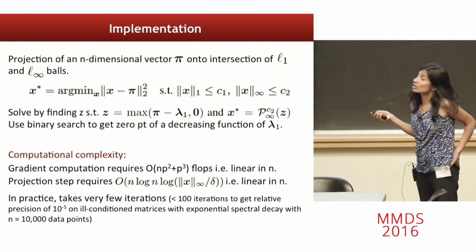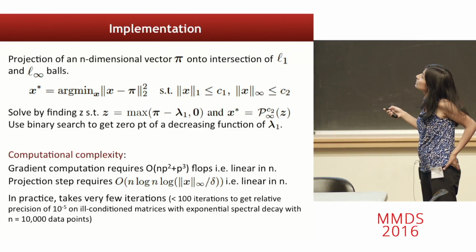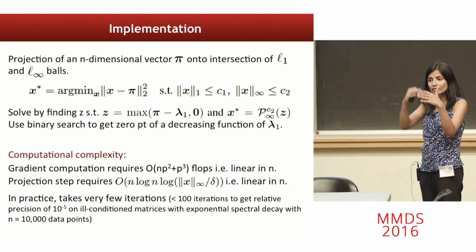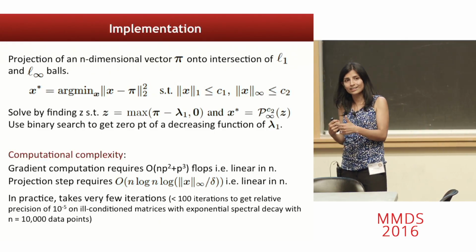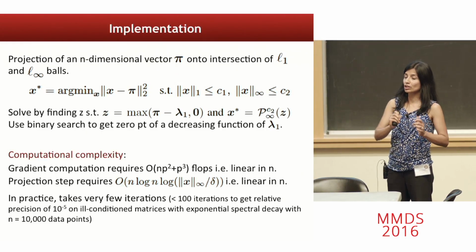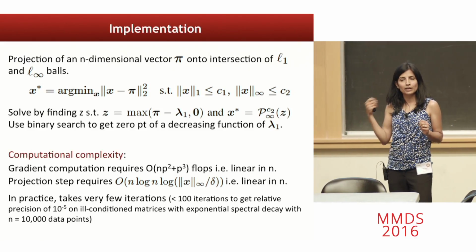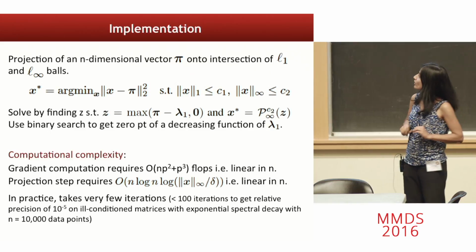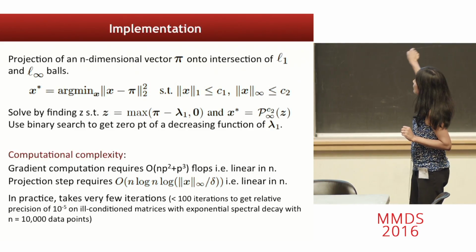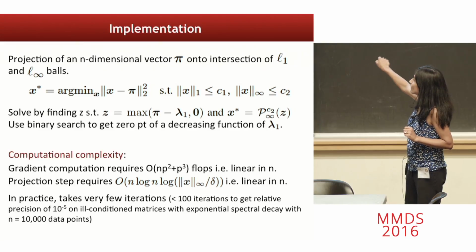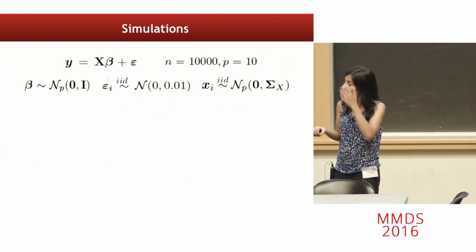So what does the computational complexity look like? The gradient computation step is linear. The projection step is also linear. So all individual steps are linear in every iteration. As far as the number of iterations needed, that itself we don't have a good handle on. We can show convergence as 1 by t of the error. But I think in terms of its dependence on n, that can be characterized a bit better, so that's something we are working on. But in practice, it only takes less than 100 iterations for 10,000 data points, for very ill-conditioned matrices with exponential spectral gap, and it works pretty well.